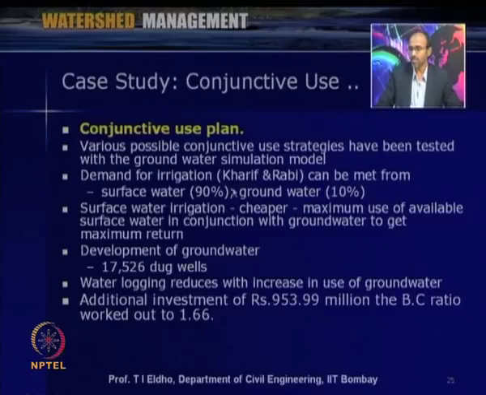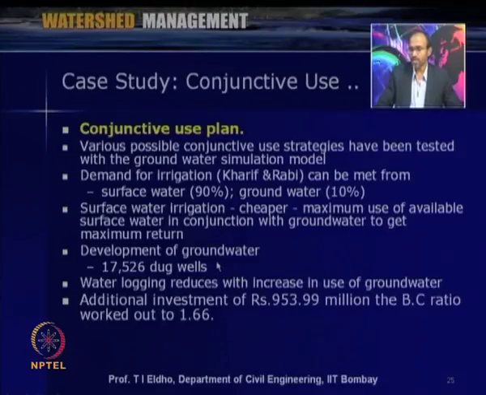So, this is one of the optimal plans. Surface water irrigation is cheaper in this, since water is readily available, with maximum use of available surface water in conjunction with the groundwater to get maximum return. Some of these plans were developed for the development of groundwater, and a large number of dug wells were proposed, more than 17,500 dug wells.